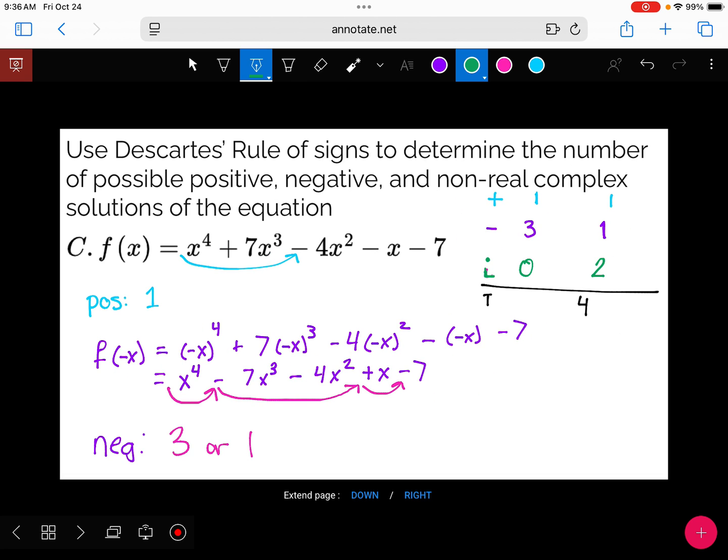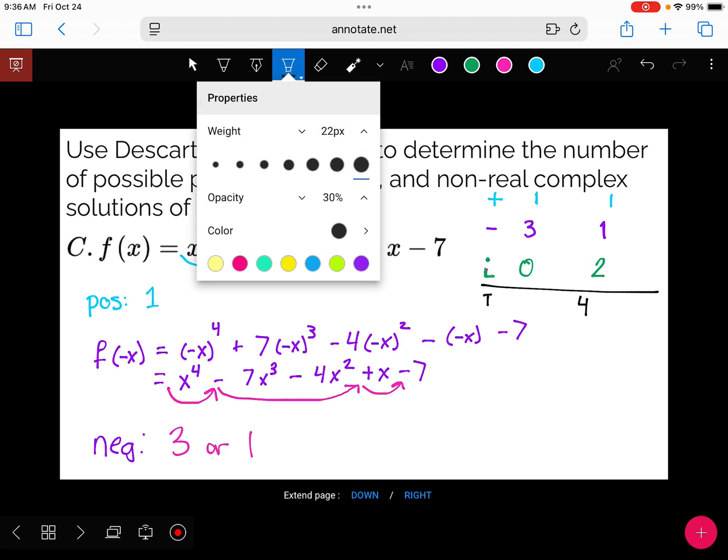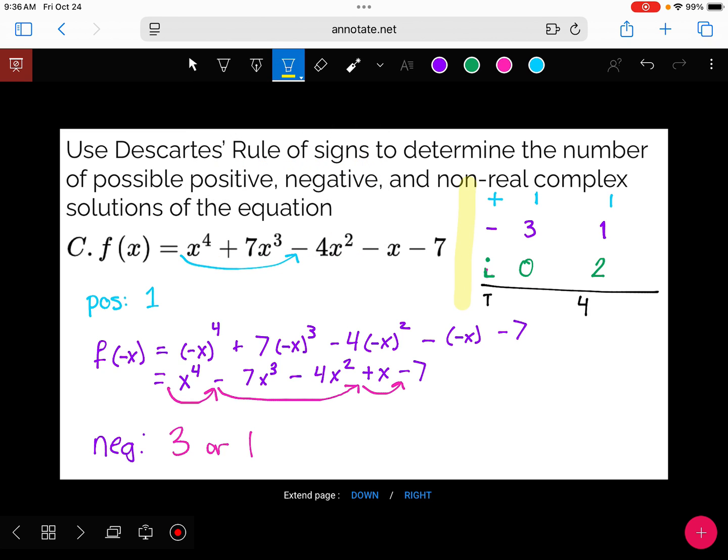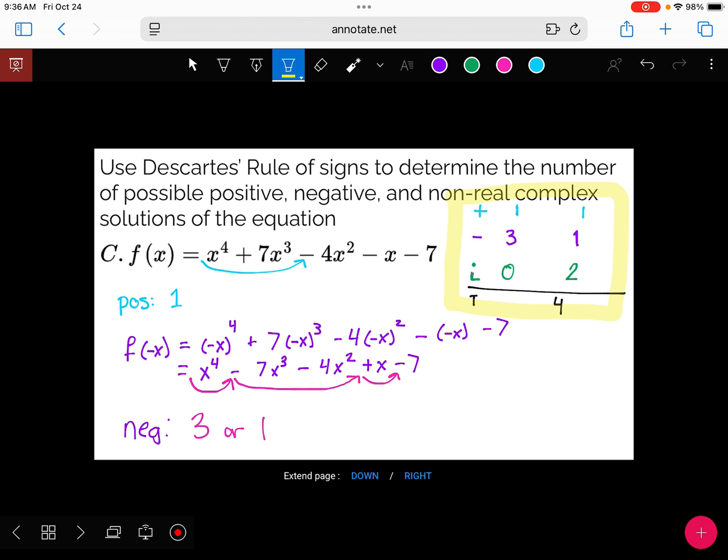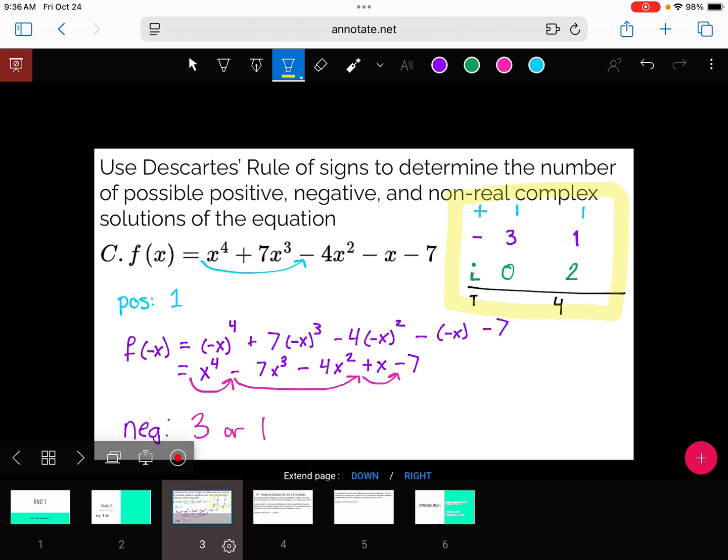Okay. I know it's been a minute since we did a Descartes, simply because I didn't see you guys yesterday. So this shows us how many positive, how many negative, and how many complex or imaginary roots we have to get to our total of 4 roots. Okay? Questions on that one?